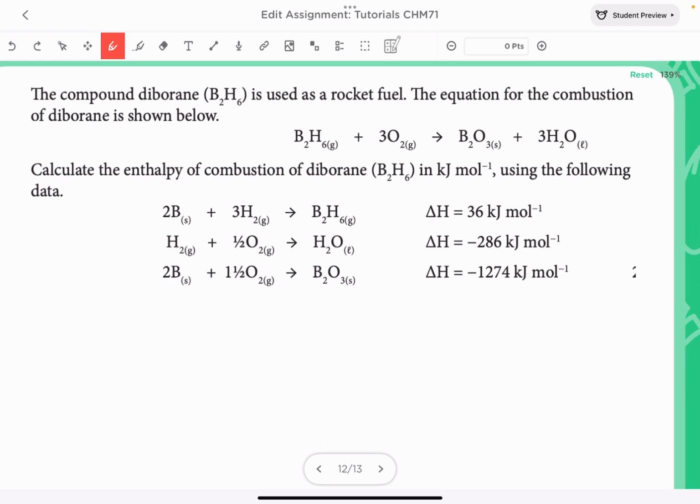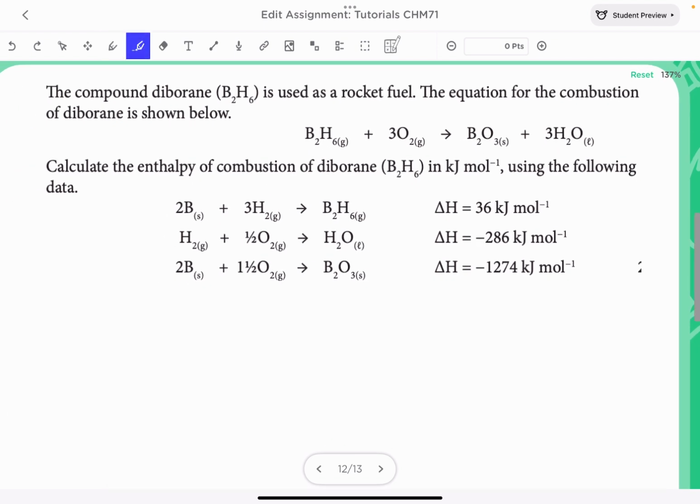Let's move on to more complicated examples. So, I have 3 equations, A, B, and C, and here is my target equation. I always tell my students, look for the compounds one by one, search for them. B2H6, I found it in A. I need it to be a reactant. Is it here as a reactant? No, it's not. So we decide that we need to flip equation A.